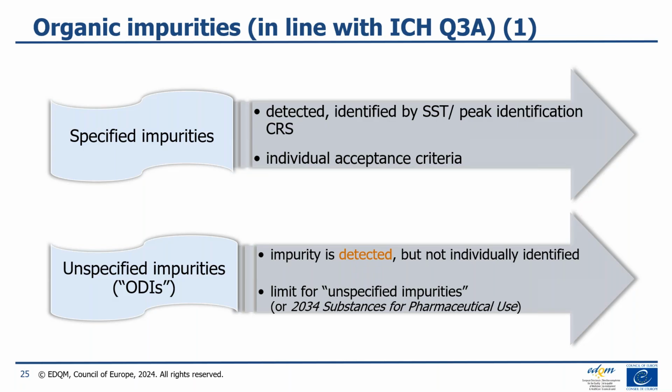In the General Monograph 2034, you will find a table where the different reporting, identification, and qualification thresholds are indicated, depending on the maximum daily dose of the substance. Please remember that the relative retentions are only given for information. By default, they are not used to identify the impurities.